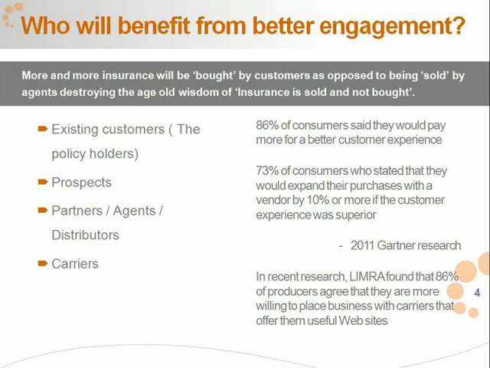Obviously, we're talking about some existing customers, your product or policy holders. You're talking about prospects who are at some stage of their decision-making or buying life cycle and can really benefit if they are engaged better with you. We're talking about your channel, which is your partners, your agents, and your distributors, and how engagement can enable them to sell and distribute your products better, which eventually leads to more revenue and more efficiencies in your sales process. And then we'll also talk about carriers, who are an important part of the overall chain in the insurance business, and how they can also benefit from better engagement on digital.